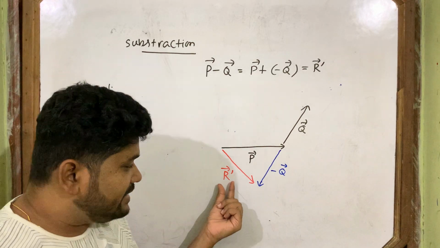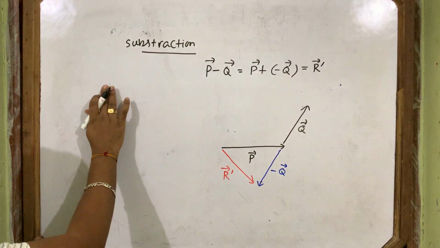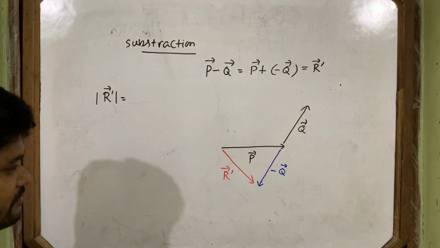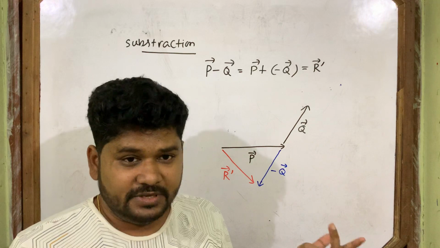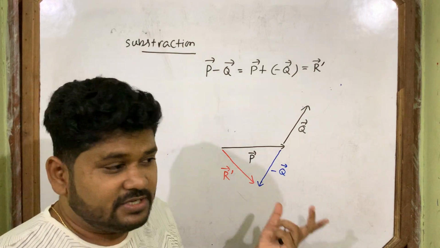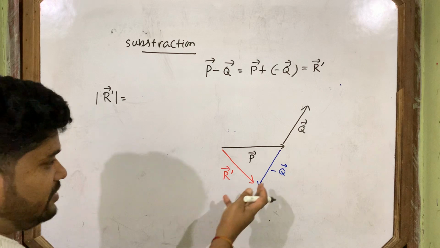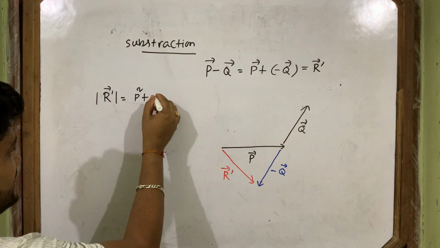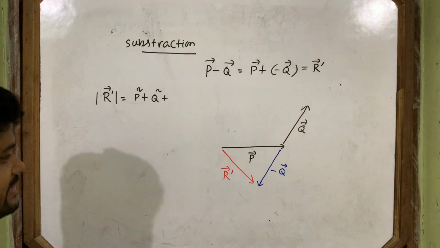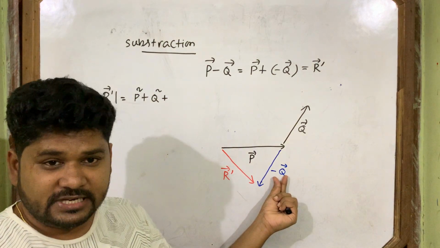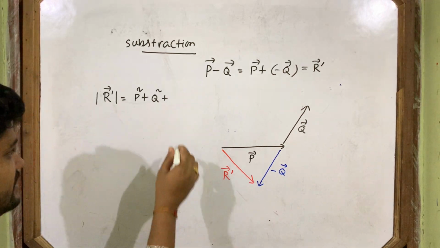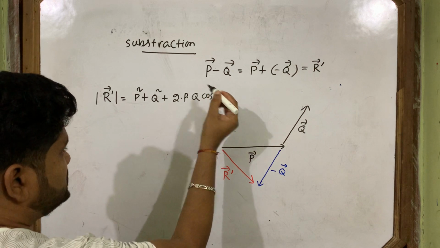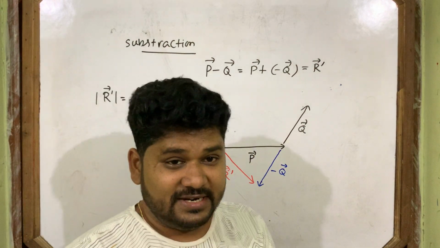But if you want to find the magnitude of r dash vector, we have to use the triangular formula, because this is nothing but addition. So you will use the triangular law formula. What is the triangular law formula? P square, first magnitude square, then second magnitude square. It's magnitude square, so no minus sign is required. Only magnitude of Q. Then plus 2 P Q cos angle matters here.